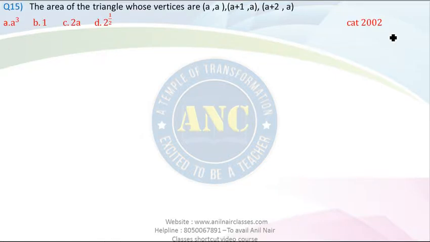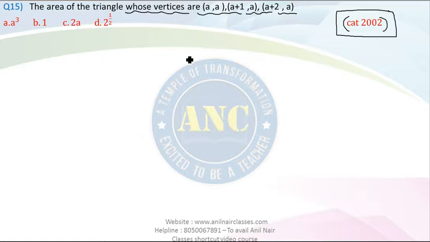Next question. Please see the next question. Your next question is, find the area of the triangle whose vertices are a comma a, a plus 1 comma a, and a plus 2 comma a. If you observe, this is your CAT 2002 question. Again, it is an original question which came in the CAT examination in the year 2002. Now see here, sir. First of all, the coordinates of 3 points are given in this question.